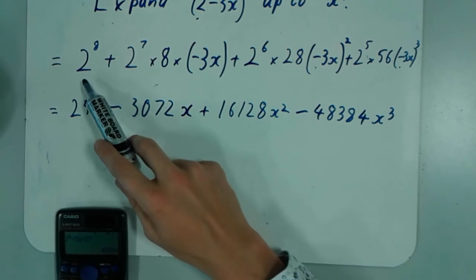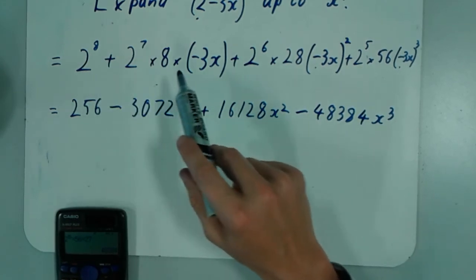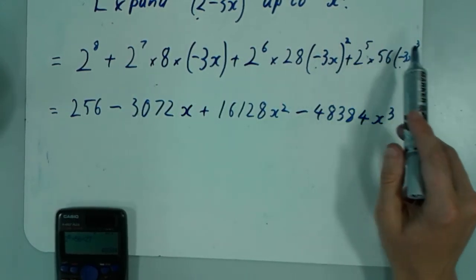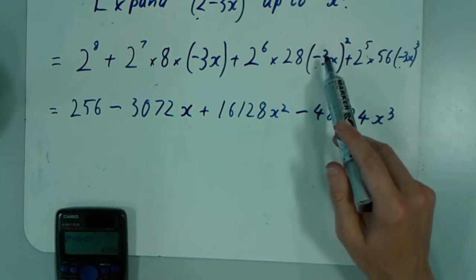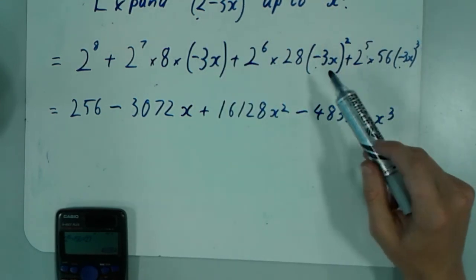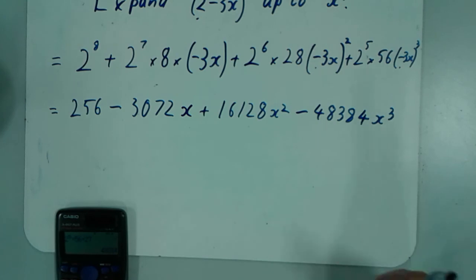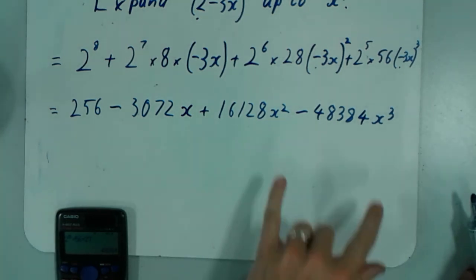Remember, there is a first term with no x in it. Also, you must square and cube the coefficient of x, including that sign. Forgetting to do that will lead to incorrect coefficients once you've done your expansion.